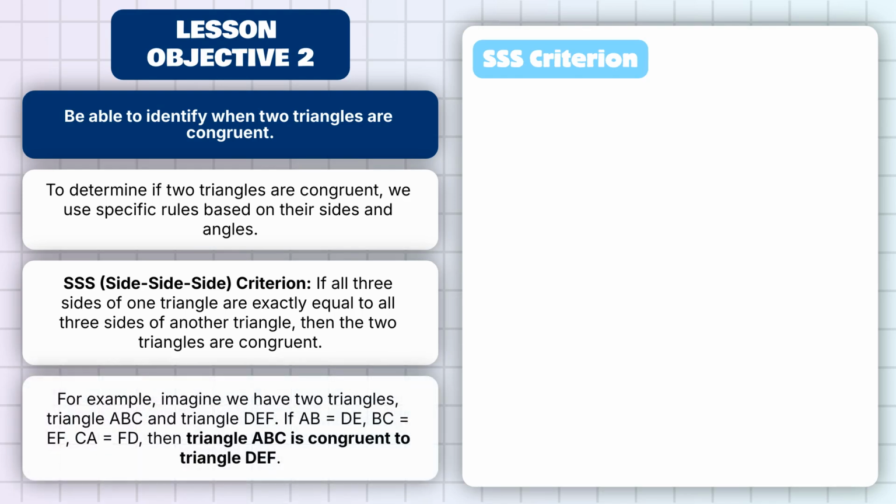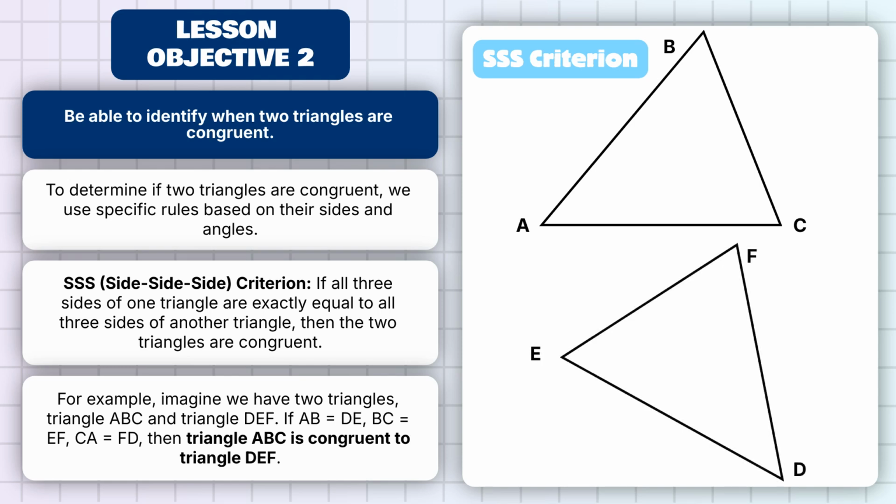Imagine we have two triangles, triangle ABC and triangle DEF. If AB equals DE, and BC equals EF, and CA equals FD, then triangle ABC is congruent to triangle DEF.